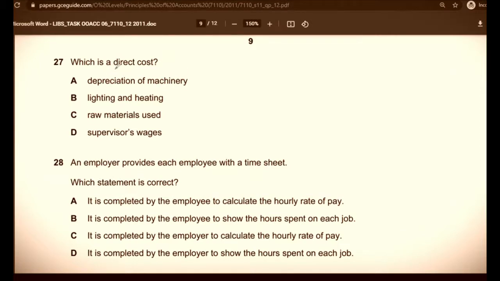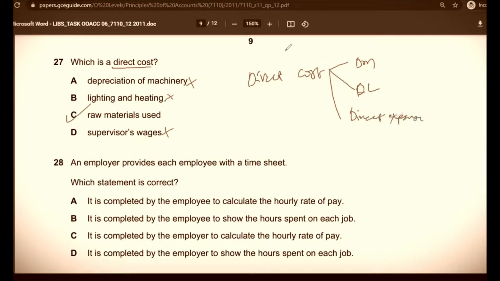Multiple choice 27, which is a direct cost? Depreciation of machinery, no. Lighting and heating, no. Raw materials used, yes. Supervisor's wages, no. So the correct answer to multiple choice 27 is option C. Types of direct costs are basically direct material, direct labor, and any direct expenses. So these are types of direct cost. So the correct answer to multiple choice 27 is option C.